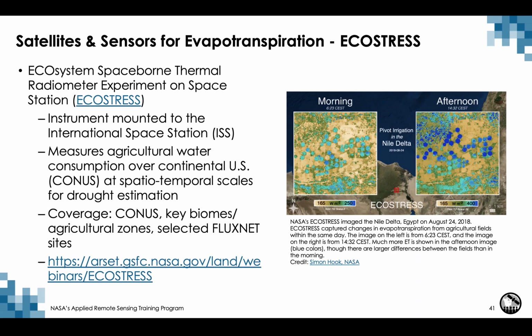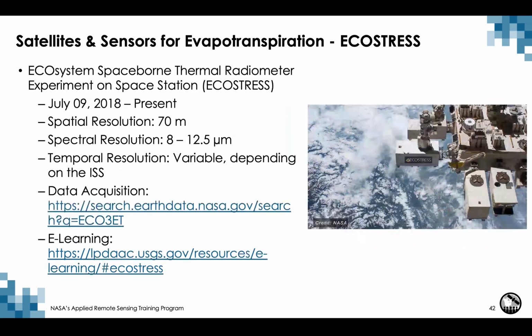The link at the bottom of the page takes you to an ARSET training specifically on the ECOSTRESS mission where you can learn more. The spatial resolution for the Level 3 evapotranspiration products is 70 meters, but the revisit time is variable depending on the orbital path of the International Space Station.